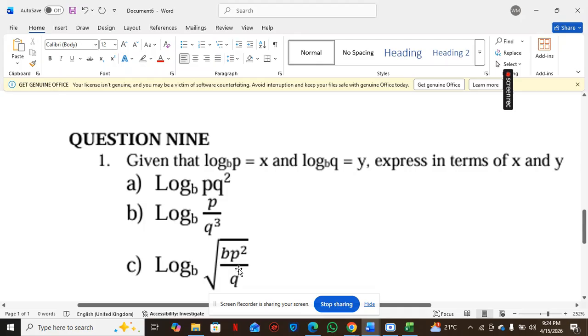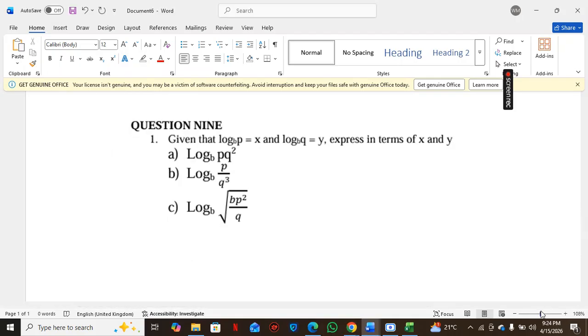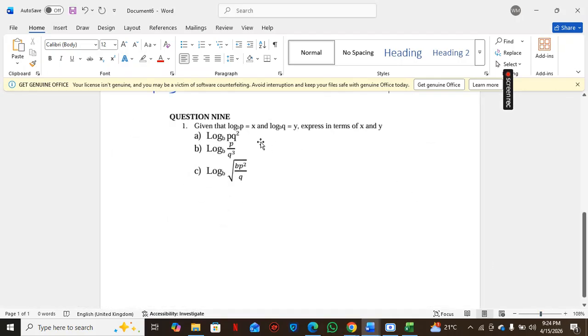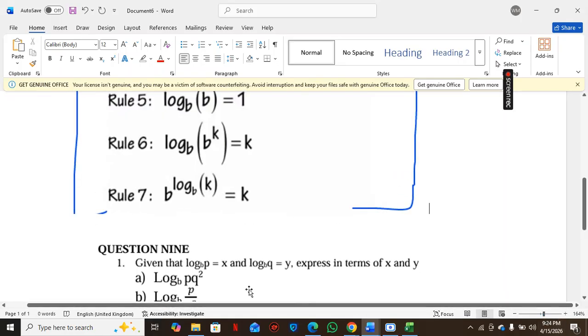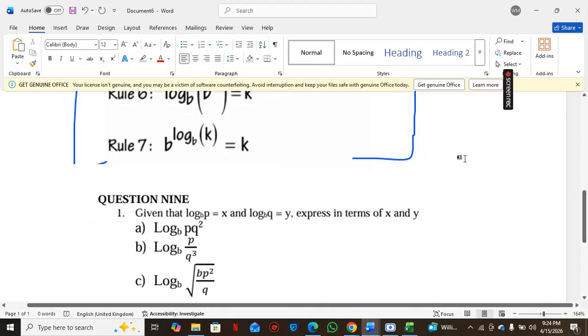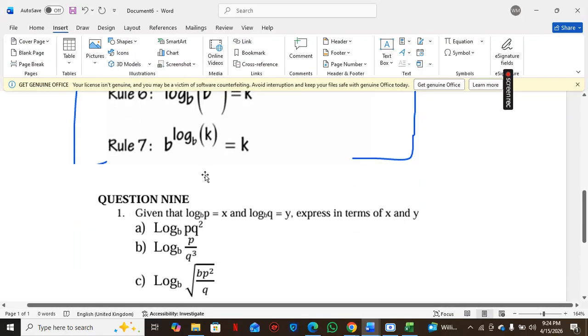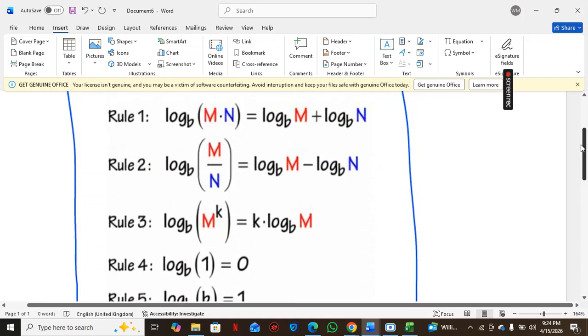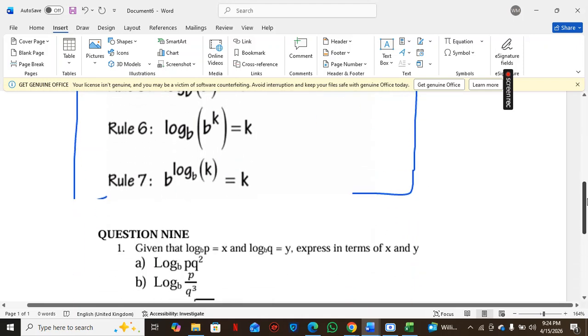So colleagues, here this is just a matter of applying the laws of logarithms. We need to simplify these expressions. The purpose of this question is that these expressions for a, b, and c, we need to express them in terms of x and y. So we're going to apply these laws of logarithms to answer this question. So we start with part A.